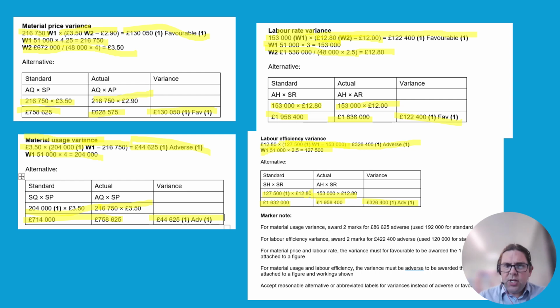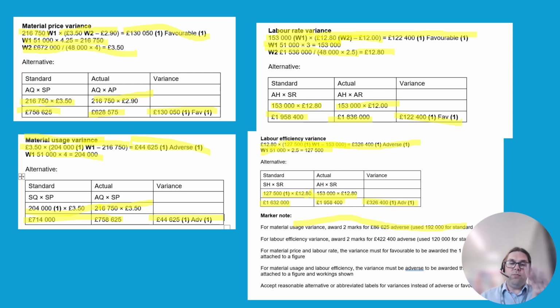Just looking at some of the notes, material usage, if you got 86,625 adverse, that just means you didn't flex it. So there is an extra mark for W1 in the material usage of 204,000 and W1 in labour efficiency of 127,500. If you forget that and just based it on the standard amount of material or labour used for budget production, you can still get 2 out of 3 marks. So 1 mark for the figure, 1 mark for the working, 1 mark for the favourable or adverse. You've got to say favourable or adverse, otherwise you're losing a mark. We can have F and A. You don't need to write favourable. FAV or ADV just needs to be known to the examiner.